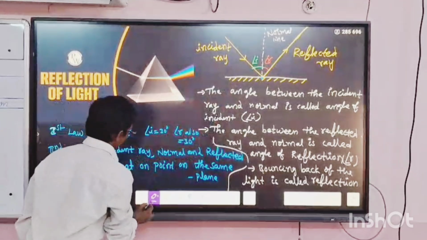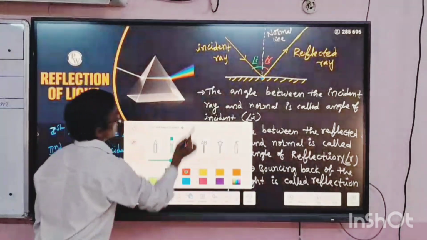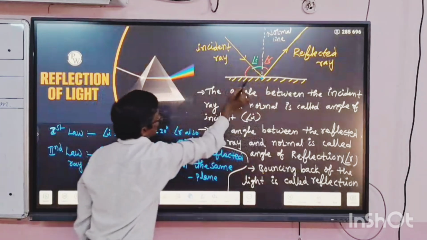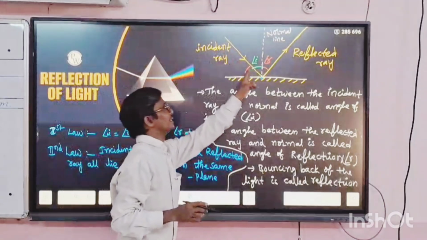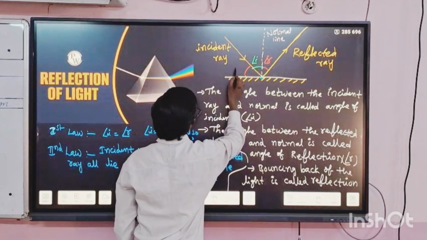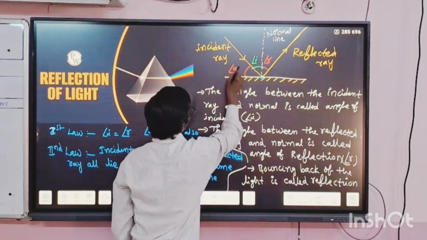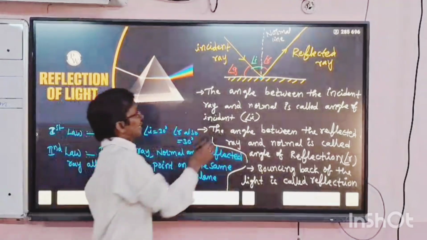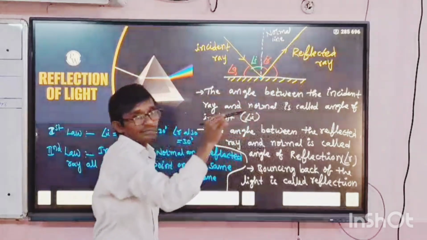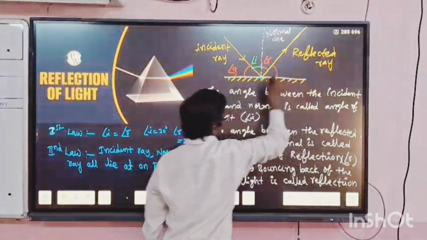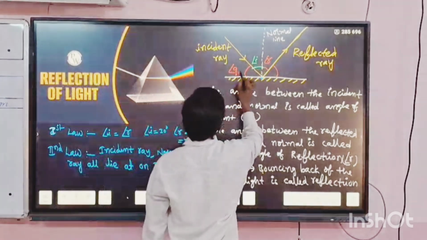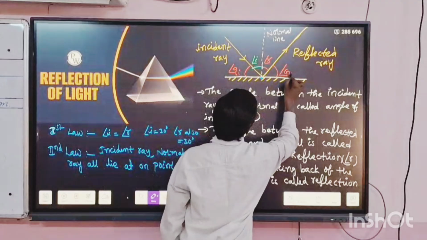Now one more angle we are observing here. Observe the diagram. The angle between the incident ray and the mirror is called the glancing angle of incidence. The angle between the reflected ray and the mirror is called the glancing angle of reflection.